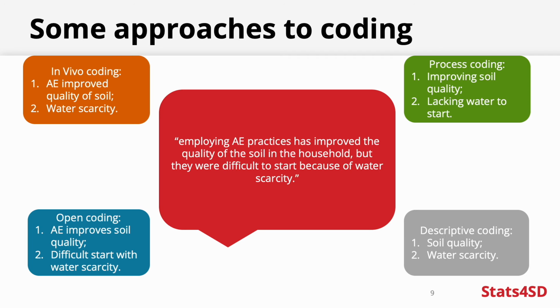In descriptive coding, we typically use nouns to create codes that identify a topic without further interpretation, such as soil quality and water scarcity. These can later be further interpreted in order to assign more meaning to the data.